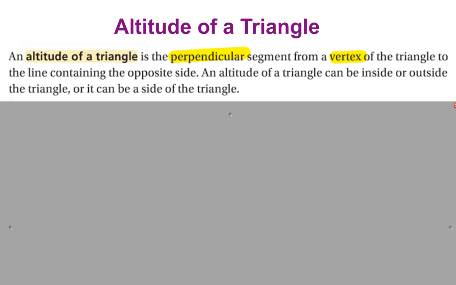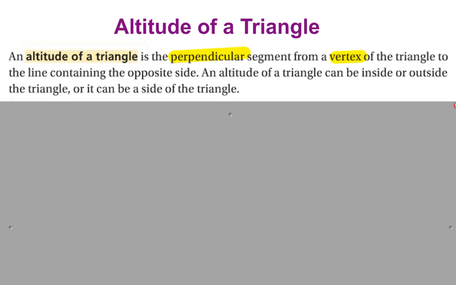Okay, first thing is the altitude of a triangle. What is the altitude of a triangle? So the altitude of a triangle is the perpendicular segment from a vertex of the triangle to the line containing the opposite side. So what I'd like to do is put your player on pause, make sure you have this definition down in the theorems and definitions section of your binder.